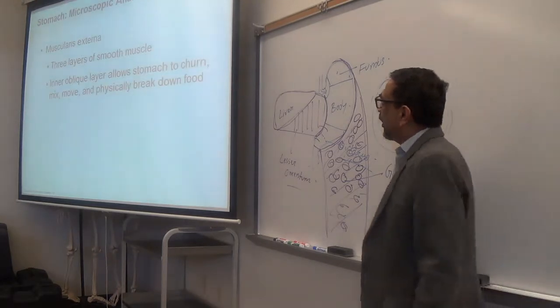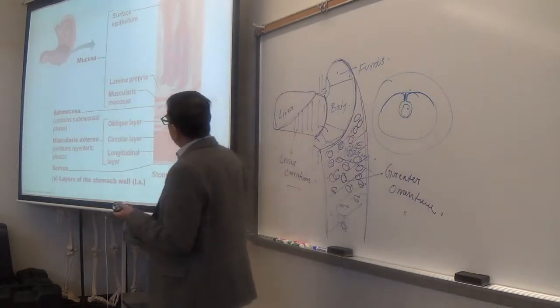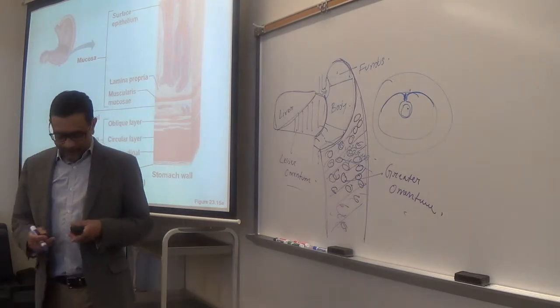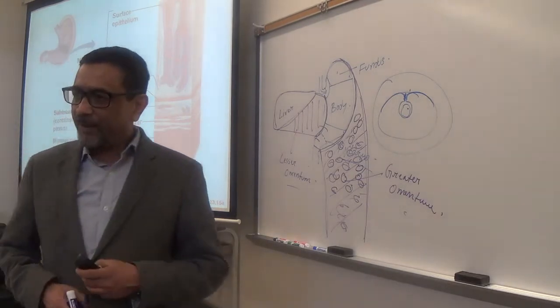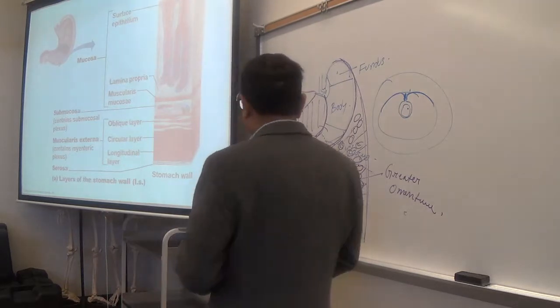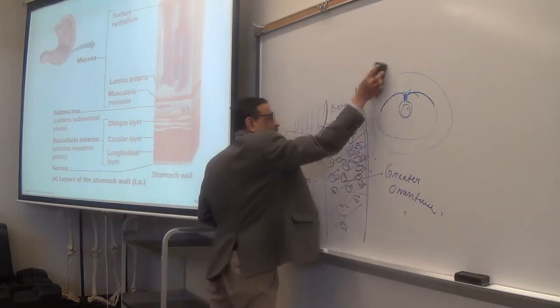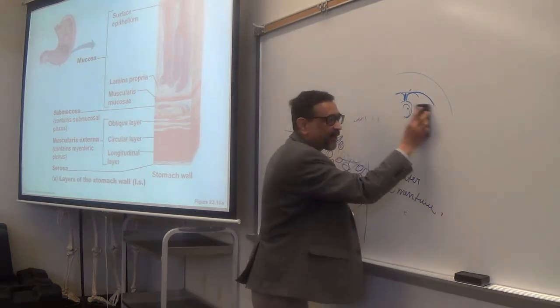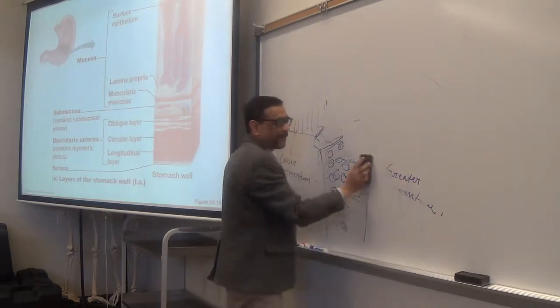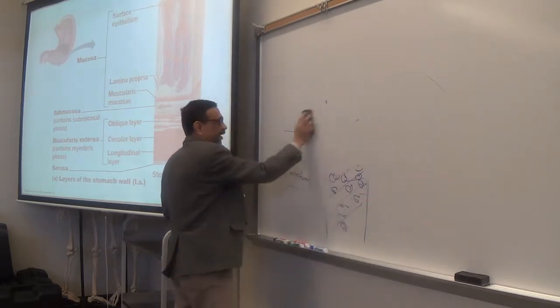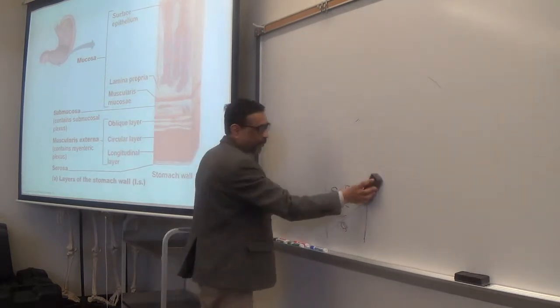Okay, now in the wall of the stomach, you have gastric glands. Very important. Gastric means stomach and glands. So gastric glands are the glands in the stomach.